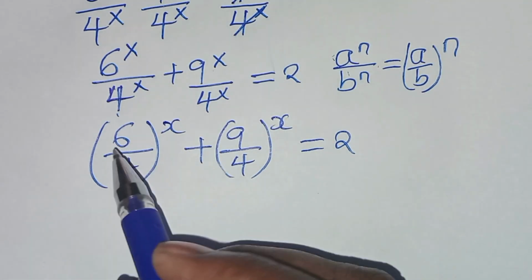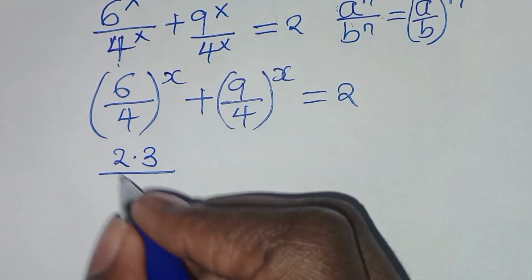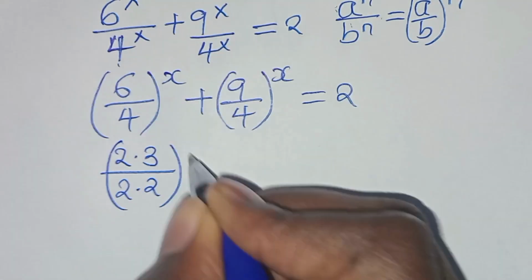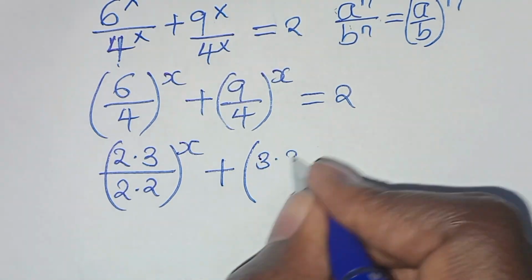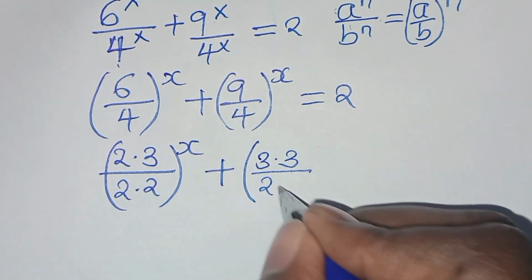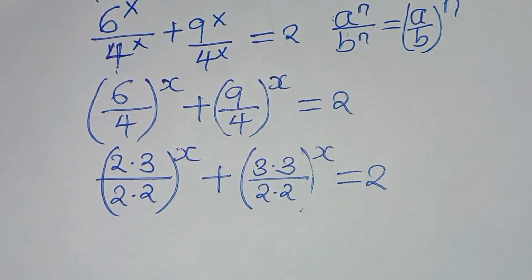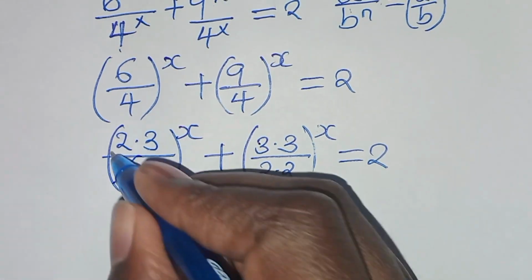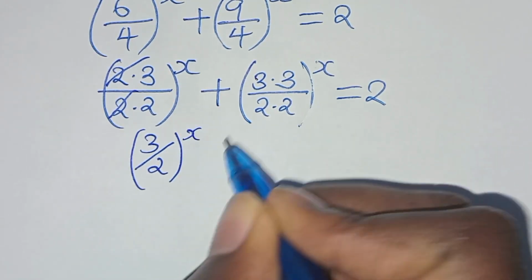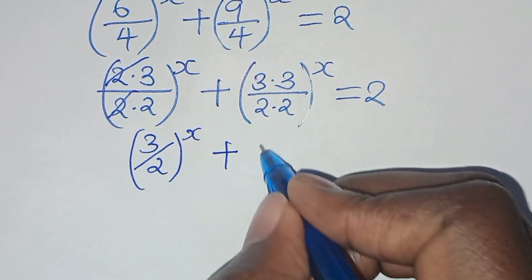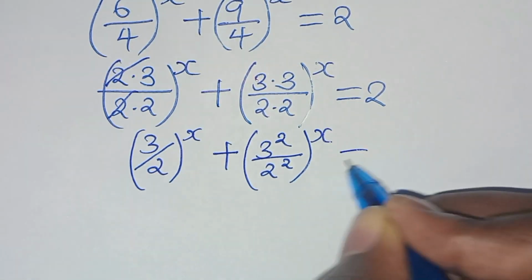So from here, we can express 6 as 2 times 3, over 4, which is 2 times 2, raised to the power x. Then plus here, 9 can be expressed as 3 times 3 divided by 4, which is 2 times 2, raised to the power x. This is equal to 2. So here we can simplify, so that we have 3 over 2 raised to the power x plus, now here we have 3 to the power 2 over 2 to the power 2 raised to the power x. This is equal to 2.